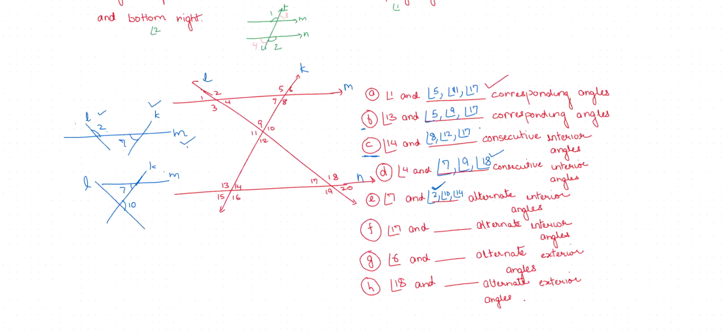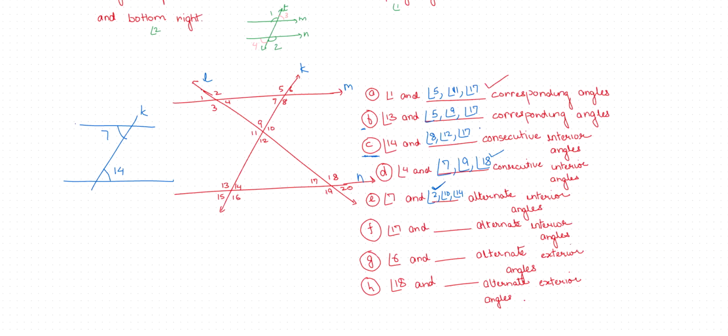Now let's find another interior angle with 7. Here we can see that 7 and 10 are alternate interior angles. The transversal here is K, and the other lines are M and L. So here the transversal line is K, and we can see that 7 and 14 are both alternate interior angles.